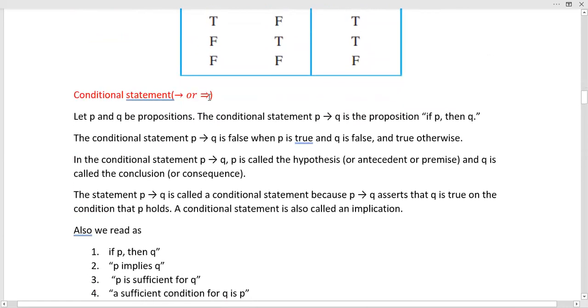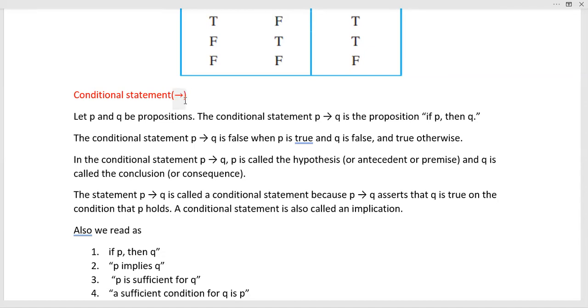Next, conditional. Conditional is the one-sided arrow, the right side arrow. The conditional statement means two statements combined with the conditional connective. Conditional connective means only the right side arrow. When two statements are combined with the right side arrow, the statement is called a conditional statement.